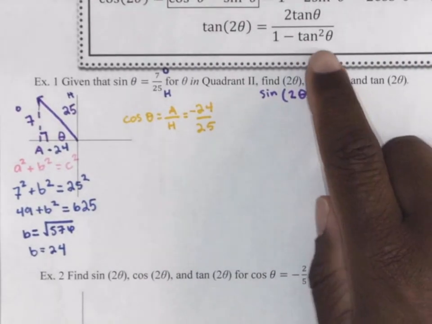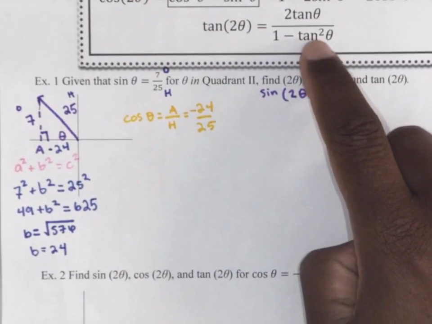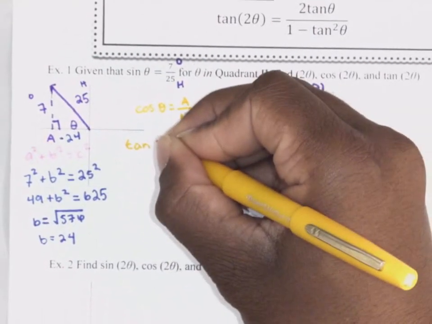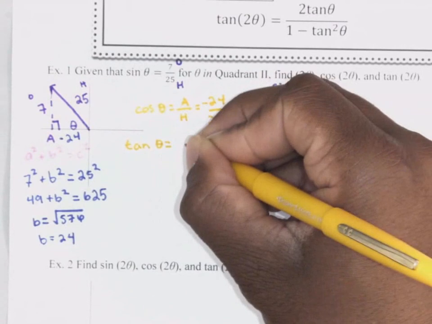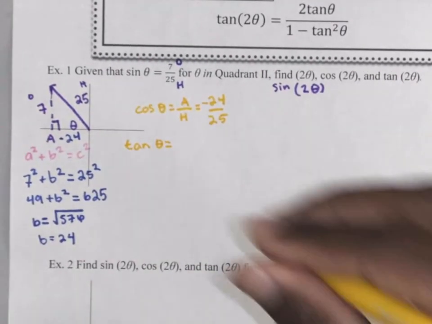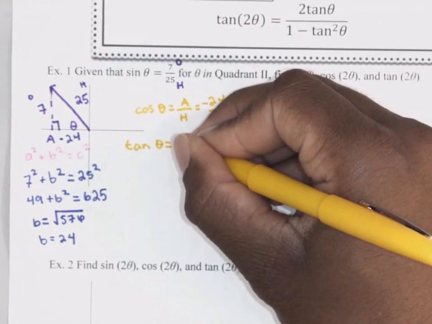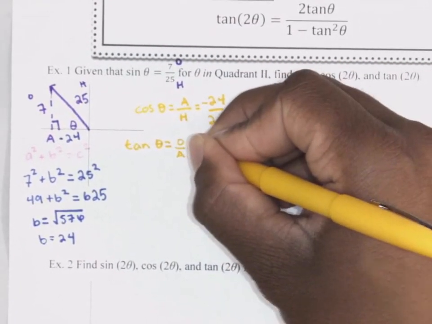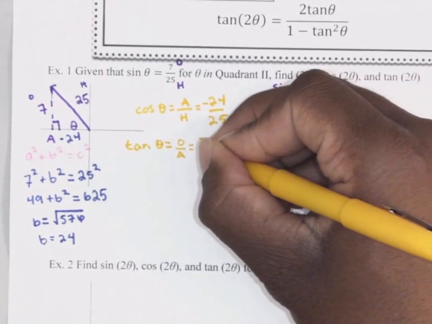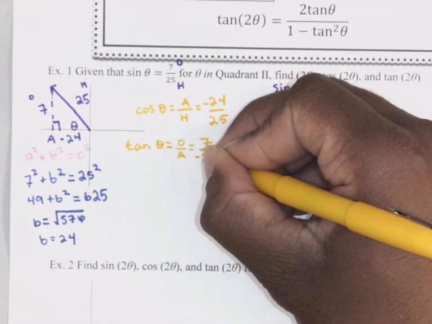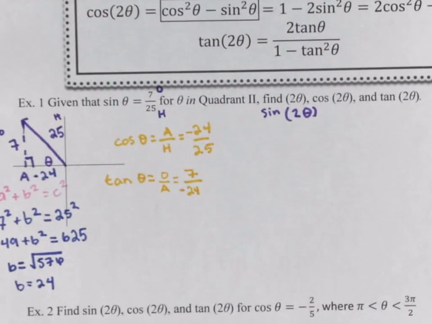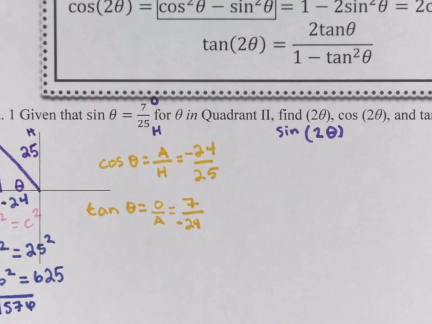And then while we're here, let's go ahead and do tangent, because we'll eventually need tangent's ratio as well. So tangent is TOA. Which two sides represent tangent? Yeah, close. Opposite over adjacent. TOA. O over A. Opposite side is 7. Adjacent is negative 24. All right, so we got all our ratios. We got sine, cosine, and tangent ratio for this angle.